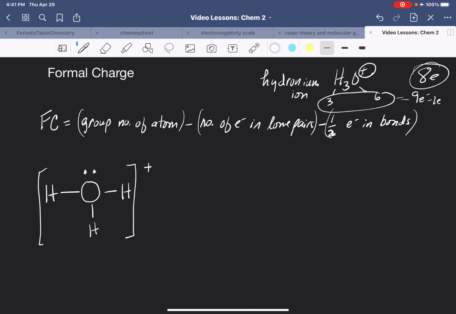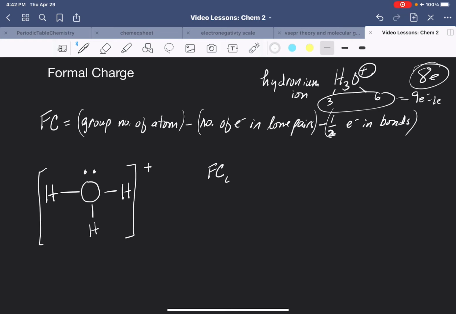Now we calculate formal charge. Off to the side, we write formal charge, and I usually start with a central atom and work my way outwards. You'll notice in a lot of examples in textbooks and other tutorials that this tends to be the case as well. It's just standard practice.